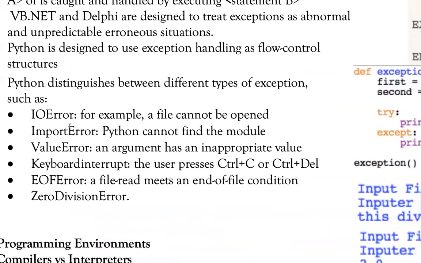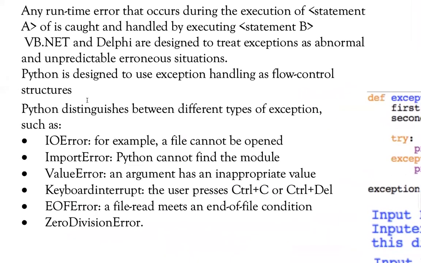Now, Python distinguishes between different types of exception. It could be an IO error, for example, a file cannot be opened, or the name is wrong or doesn't exist. Import error: Python cannot find a module that I'm trying to use in my code. Value error: an argument has an inappropriate value. For example, I'm asking a parameter to be of a certain type, but the value that I input is of a different type. That will cause an exception.